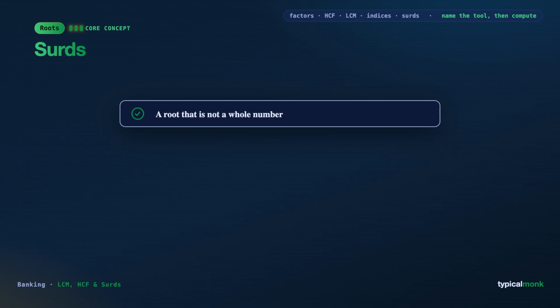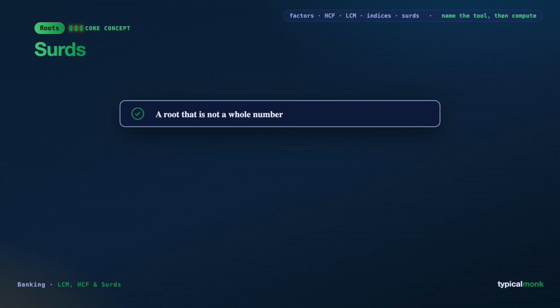Finally, surds. The world of roots, which are the natural companion of indices and appear in simplification and number-based questions. A surd is simply a root that cannot be simplified to a neat whole number, most commonly a square root.